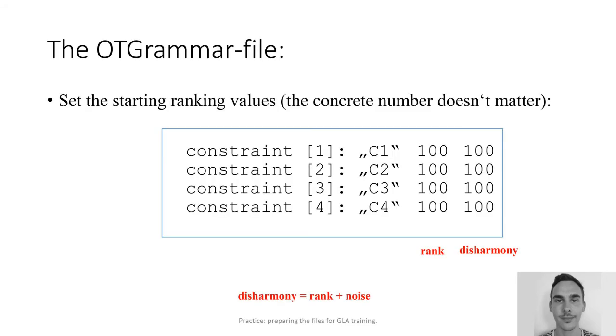So we add the same starting values to all of the constraints. As in the previous class, I randomly chose 100. Note that we actually have to provide 2 values for every constraint, the first of which is the ranking value, and the second is the so-called disharmony. Disharmony is defined as the ranking value plus noise, but actually we won't have to worry about this value, so we will just repeat the ranking value for disharmony.